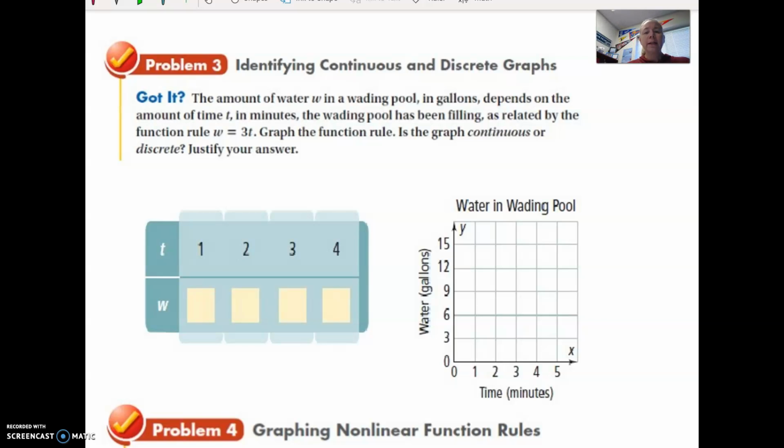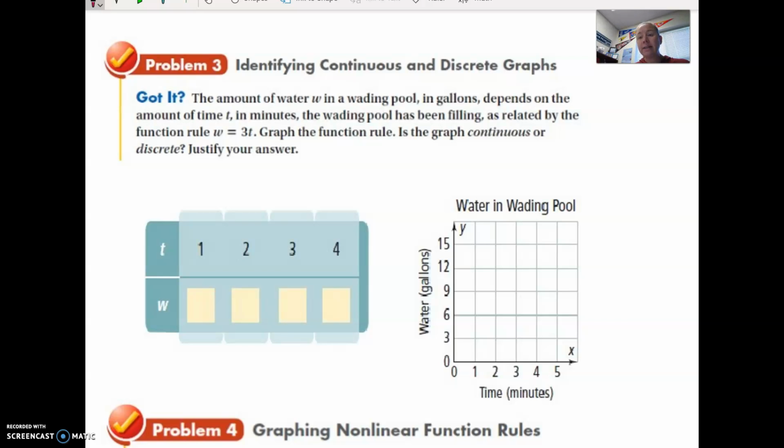Okay, so continuing on from where we left off, we were talking about the difference between continuous and discrete graphs. So in this problem, it says the amount of water in a wading pool depends on the amount of time in minutes the wading pool has been filling, as related by the function rule. Graph the function rule and then decide, is the graph continuous or discrete? Remember, continuous is just a constant line all the way across, whereas discrete are individual points along the graph.